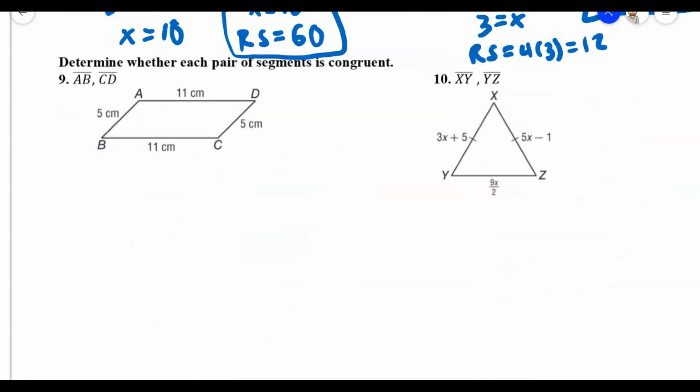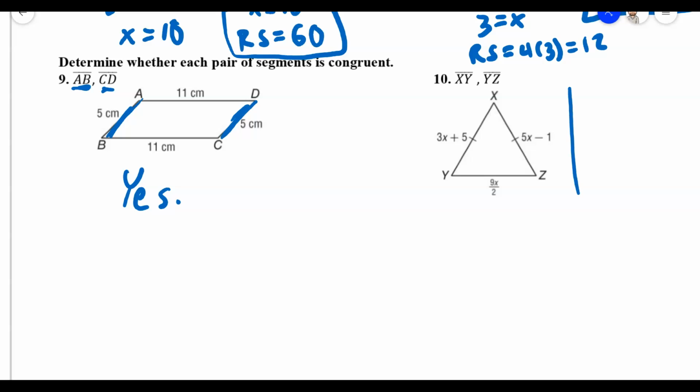Okay, so congruent segments have the same length. We can see that from a diagram, or we can test it ourselves. So here in the first one is AB and CD, are they congruent? AB is 5 centimeters. CD is also 5 centimeters. So that's yes. They both equal 5 centimeters. Now, over here, are XY and YZ congruent? Well, they're not labeled as such, but I'll go ahead and check and see.